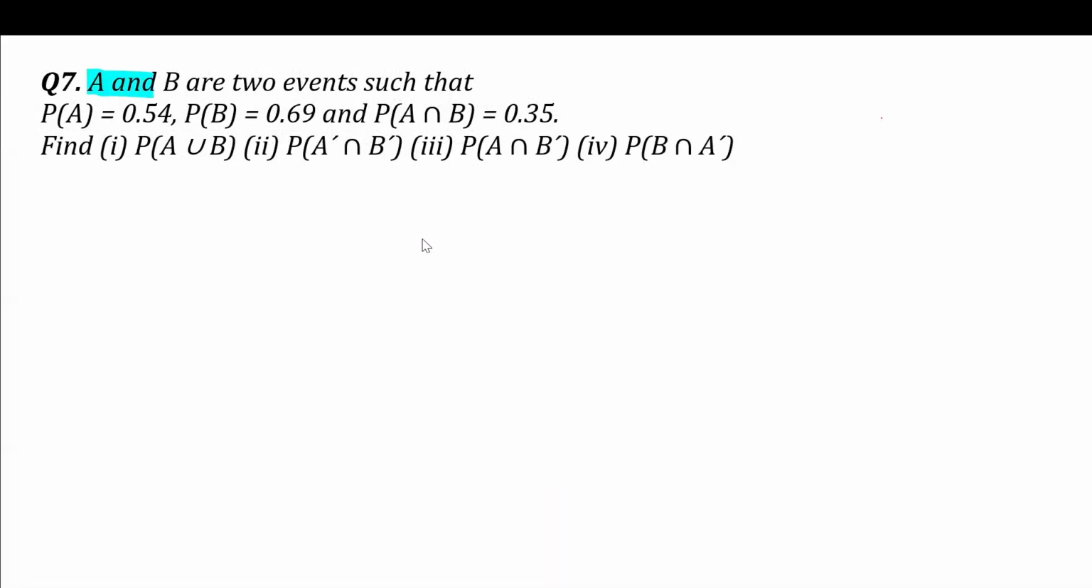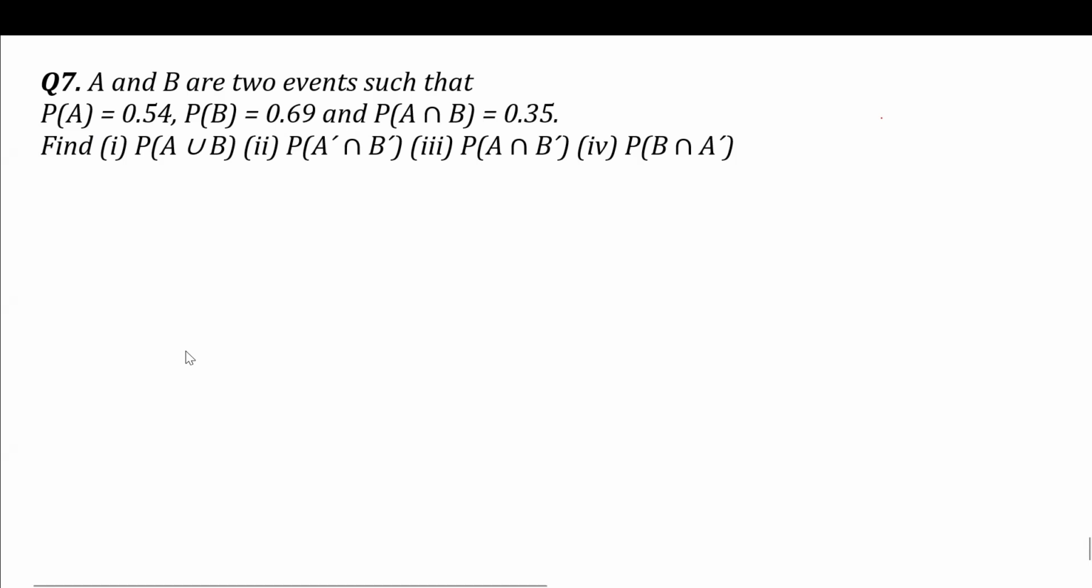In the next question, he says A and B are two events such that the probability of occurrence of A is this, of B is this, and the probability of their intersection is given. What you have to find in the first part is P(A union B). So what we know from the formula is that P(A union B) is what?